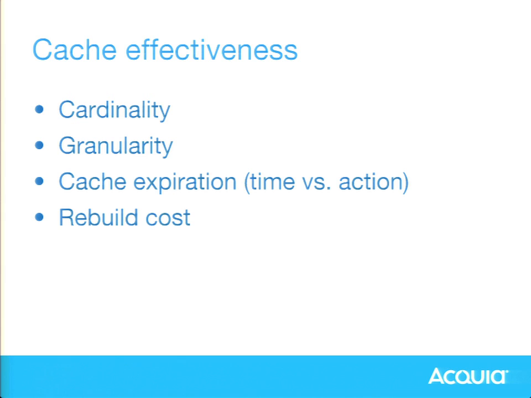So cache effectiveness is about cardinality, granularity, cache expiration, and rebuild cost. And now we'll go on to the next section. I'm not going to define any of that. So these are all weird terms for the most part, and we'll give you some examples of each one here.